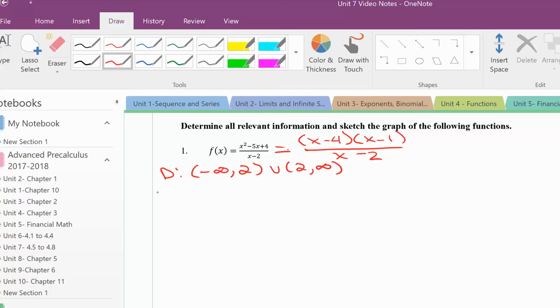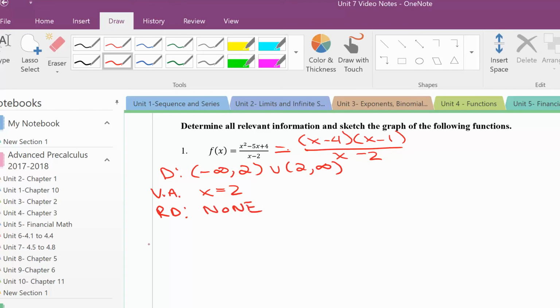We want to find a vertical asymptote, and the vertical asymptote is what makes the denominator equal 0. So that's at x equals 2. The removable discontinuity happens if you cancel out something from the denominator, and in this case we do not, so we're just going to put none.